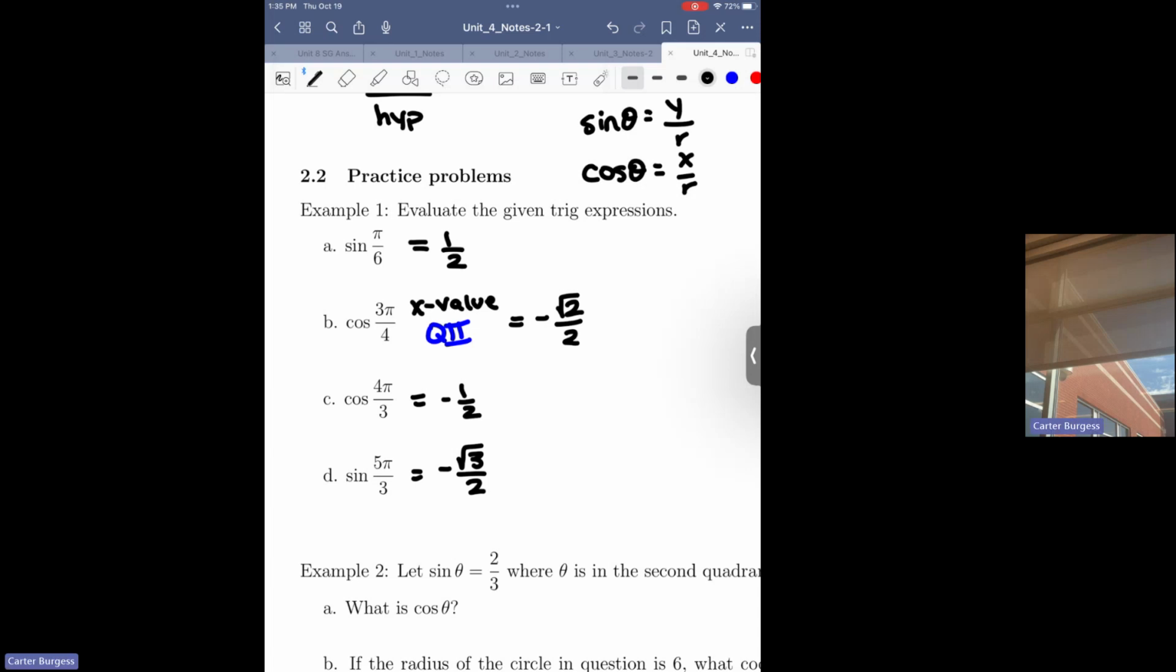What quadrant is 4 pi over 3? It's slightly more than 1, since 4 over 3 is slightly more than 1. So it would be in quadrant 3.